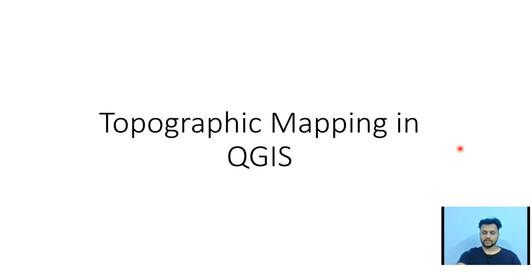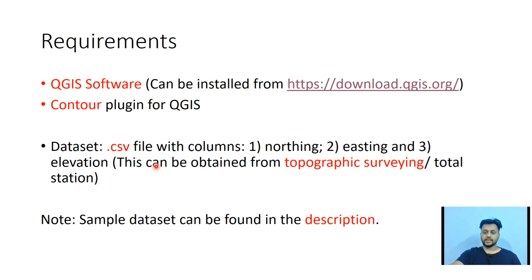Now let's get started. For this project we will need QGIS software, and this software can be downloaded and installed from this link. I will leave this link in the description box. Then we will need the contour plugin for QGIS. Once we install QGIS we can download it inside QGIS, so we don't need any link for this.